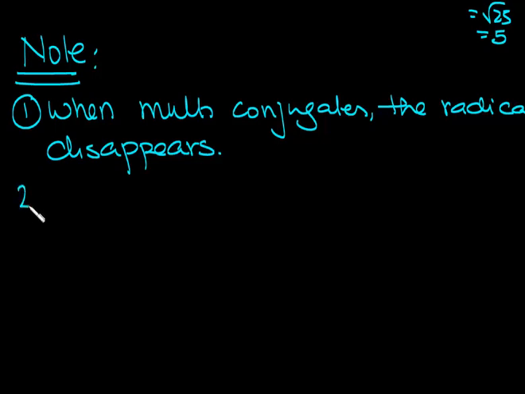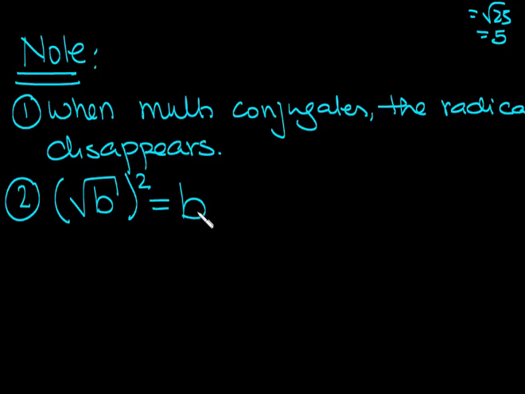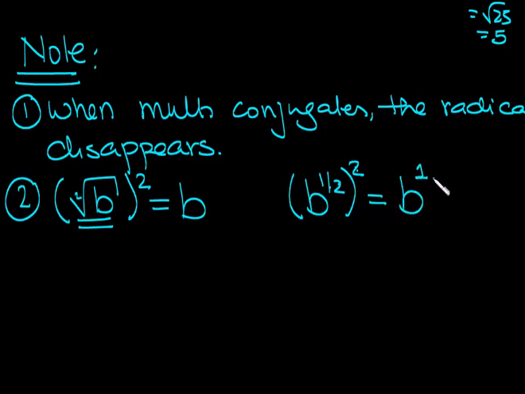Okay. The second thing to note is anytime you square a square root, you just get what's on the inside. And that's because of this property. If you remember, this is the same thing as what? B raised to 1/2 squared, right? Because this is a square root, and I can write that as an exponent using the definition of radicals. And then when you multiply this, you just get b raised to 1.